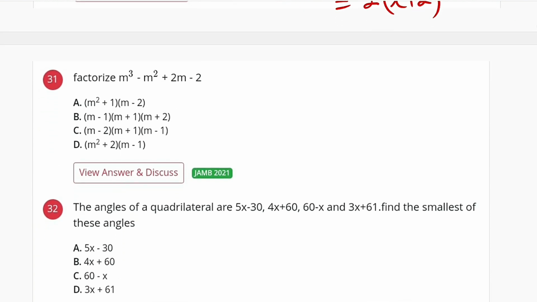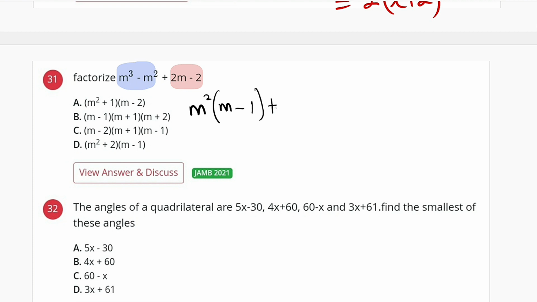All right, question number 31. We are asked to factorize m to the power of 3 minus m to the power of 2 plus 2m minus 2. So what we are going to do is factorize them in batches, first 2 and second 2. The first 2 has m to the power of 2 in common, so we have m to the power of 2 outside. And inside we have m to the power of 3 divided by m to the power of 2 will give us m, minus m to the power of 2 divided by m to the power of 2 is 1. Then we have our plus sign.